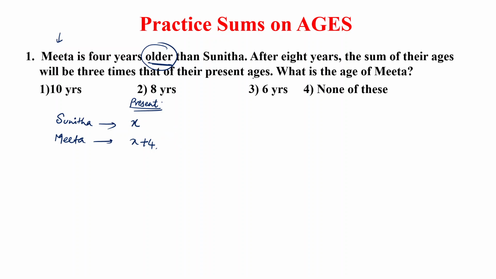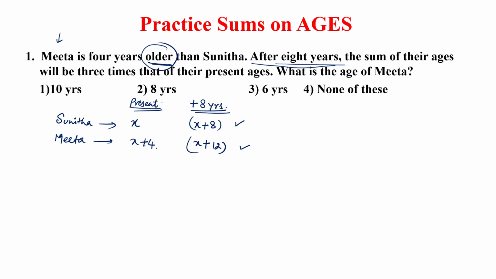After 8 years, they have told. After 8 years the ages will be more, so we write plus 8. X will become X plus 8, and X plus 4 will become X plus 4 plus 8, that is X plus 12. This will be the age of Sunita and this will be the age of Meeta after 8 years. Now let's form the equation from there.